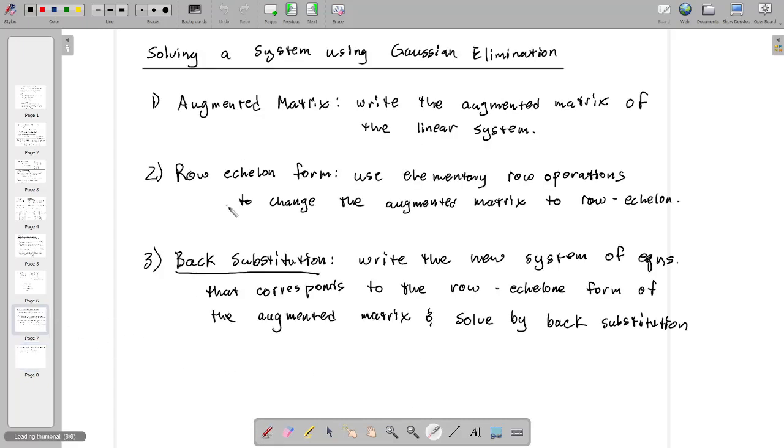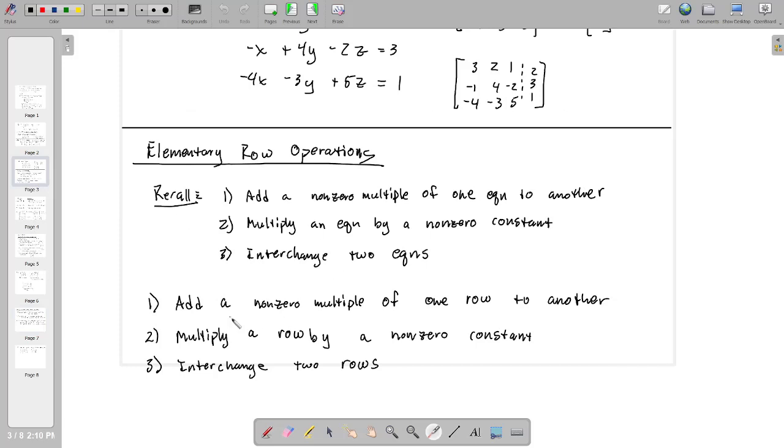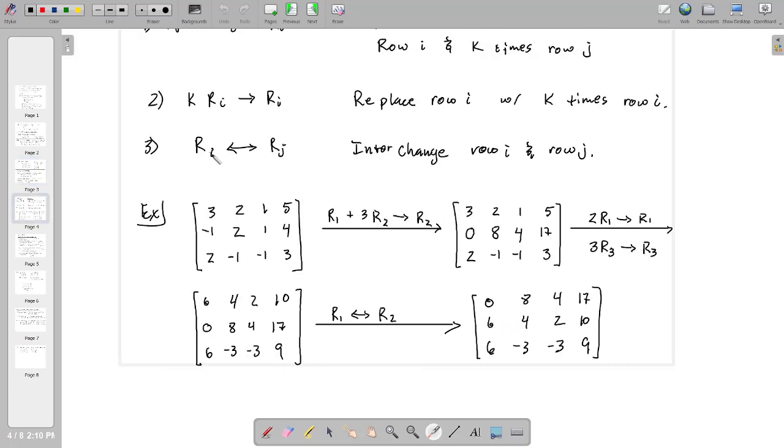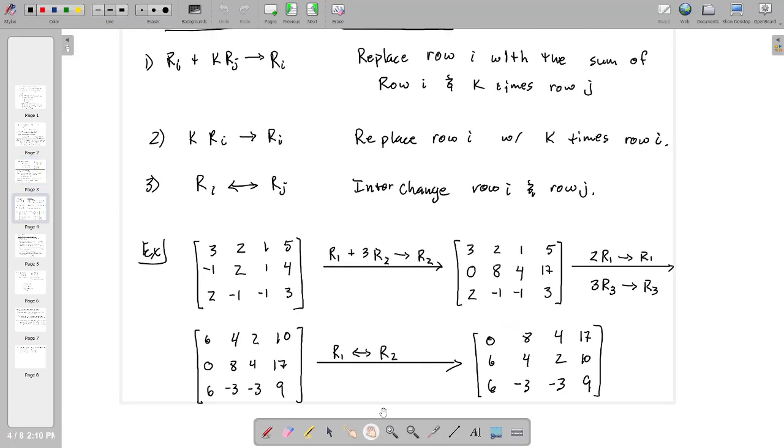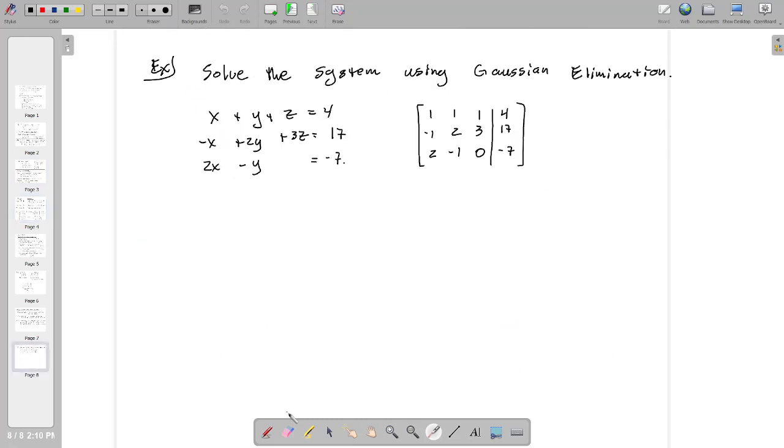The next step is going to be getting it into row echelon form by using elementary row operations. Now, if you don't remember the elementary row operations, they are described here. Add a non-zero multiple of one row to another, multiply a row by a non-zero constant, and interchange 2 rows. And all of the notation is here that we're going to use. We start here. I'm going to go on to the next line already, just so that I have a little bit more room.